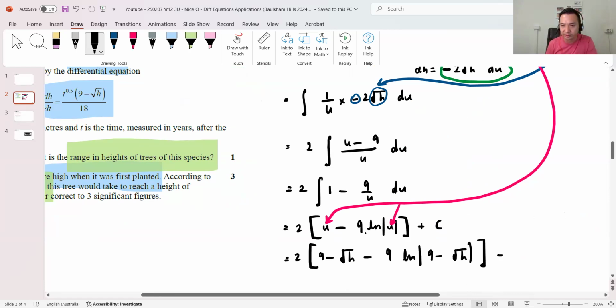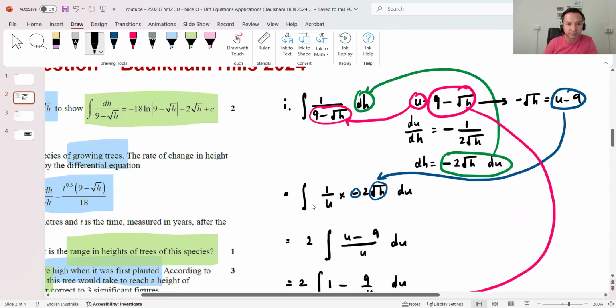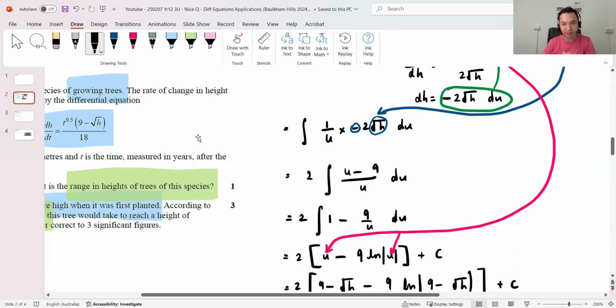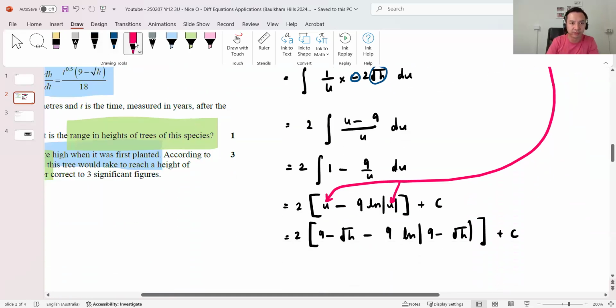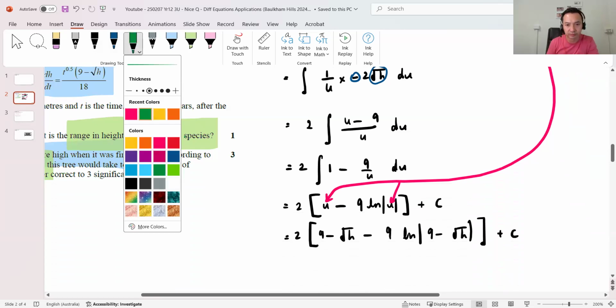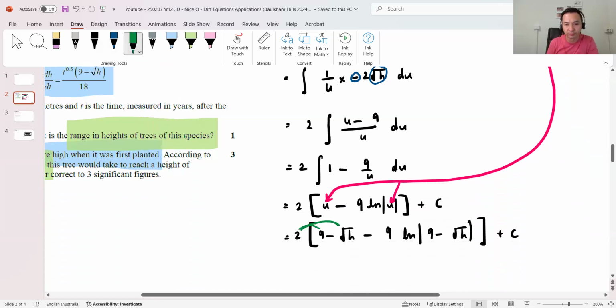And all the question has done is that, yep, they've expanded this, right? They've rainbowed this, right? And they've said minus 18 ln 9 minus root h, and then minus 2 root h.